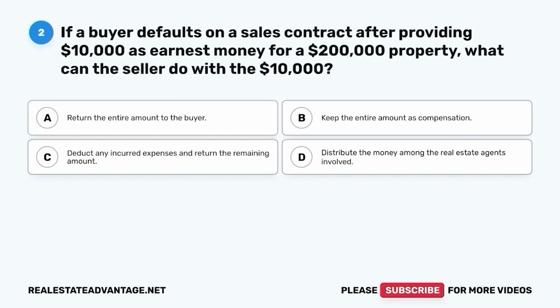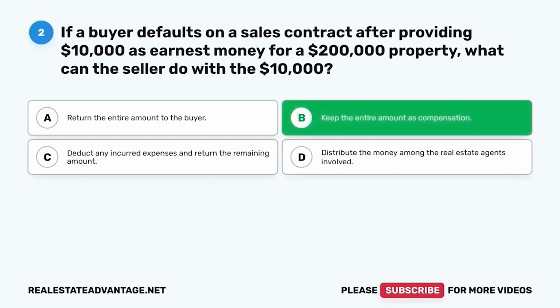If a buyer defaults on a sales contract after providing $10,000 as earnest money for a $200,000 property, what can the seller do with the $10,000? A. Return the entire amount to the buyer. B. Keep the entire amount as compensation. C. Deduct any incurred expenses and return the remaining amount. D. Distribute the money among the real estate agents involved. The correct answer is B. Keep the entire amount as compensation.